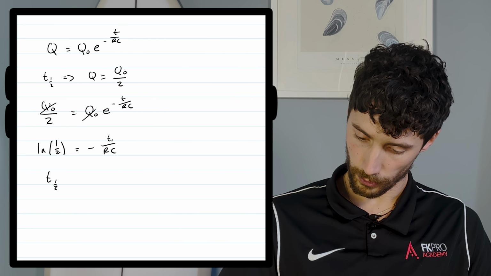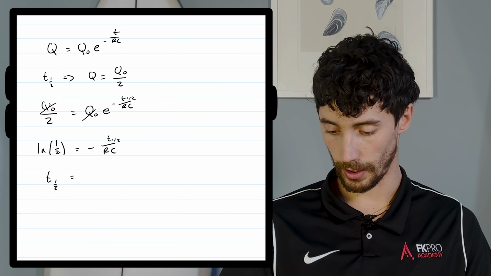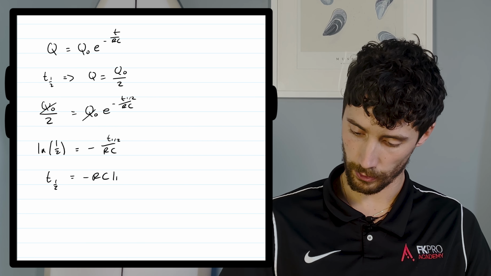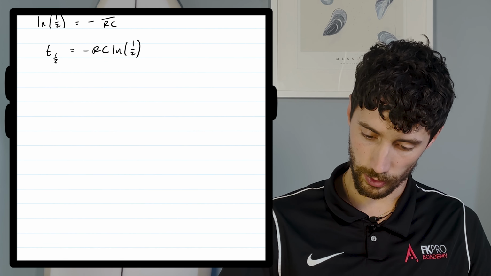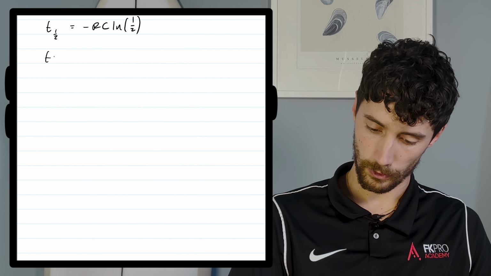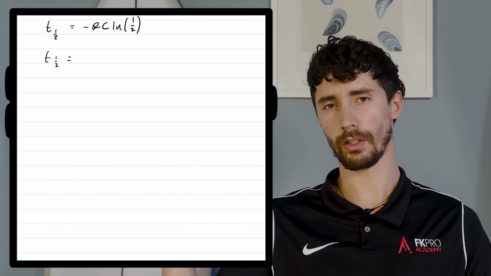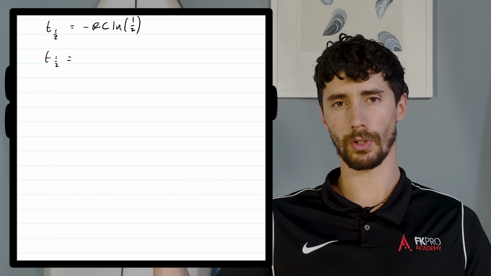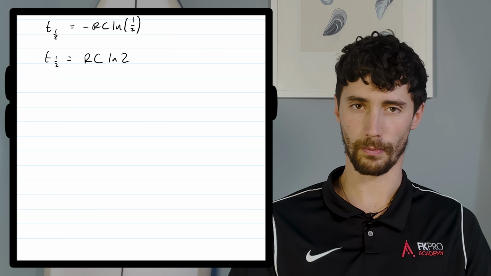Multiplying across by RC, negative RC, we get minus RC ln a half, right? Which we then use the same rule, that minus ln a half is ln half to the minus 1, and half to the minus 1 is 2. So I get RC ln 2.